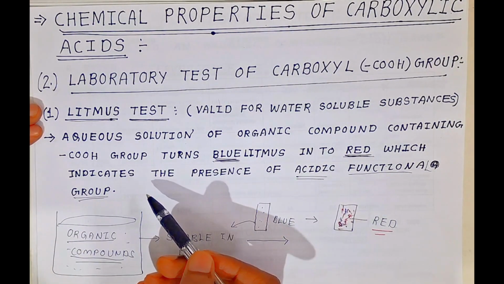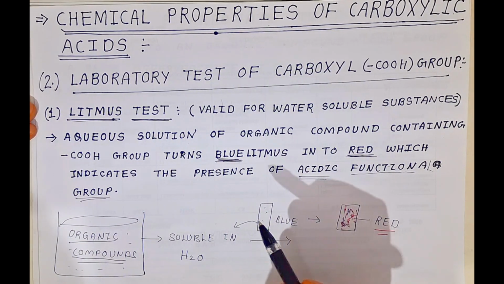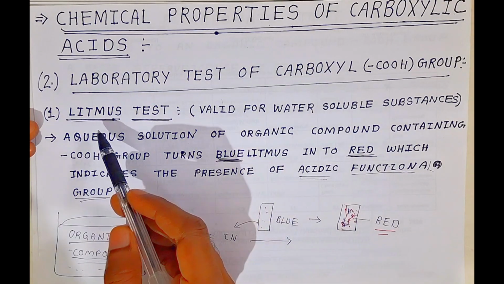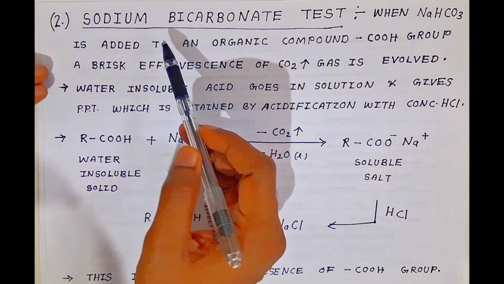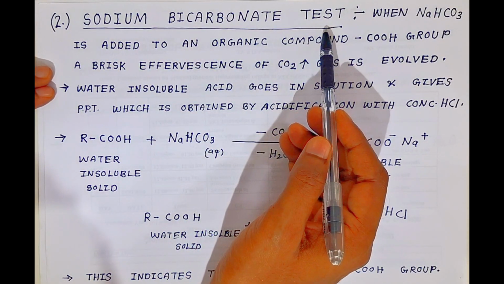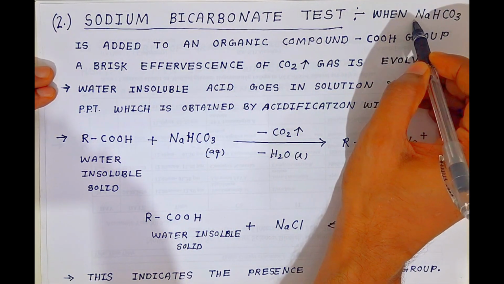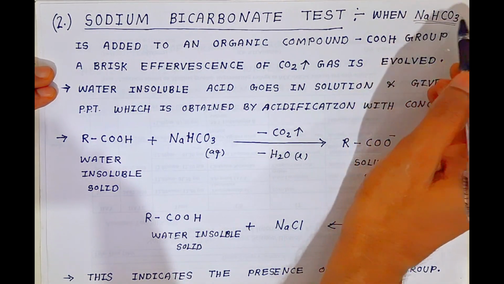So this way students, you can find out whether the organic compound is acidic or basic with the help of the litmus paper. In the lab you also have the sodium bicarbonate test. You can very easily find it in the lab. This is the formula students, sodium bicarbonate, NaHCO₃.